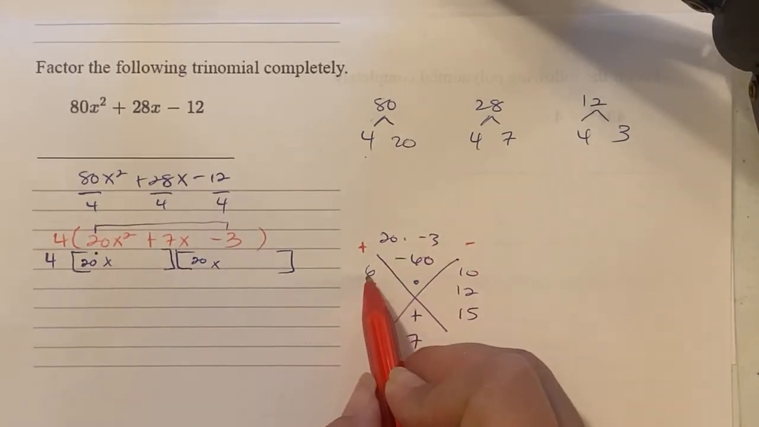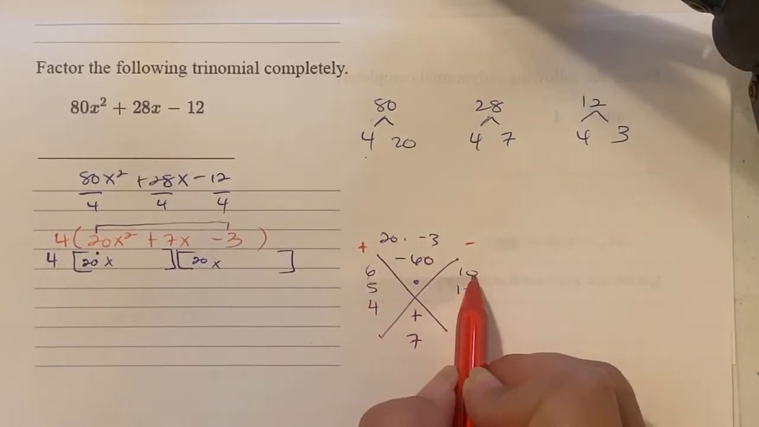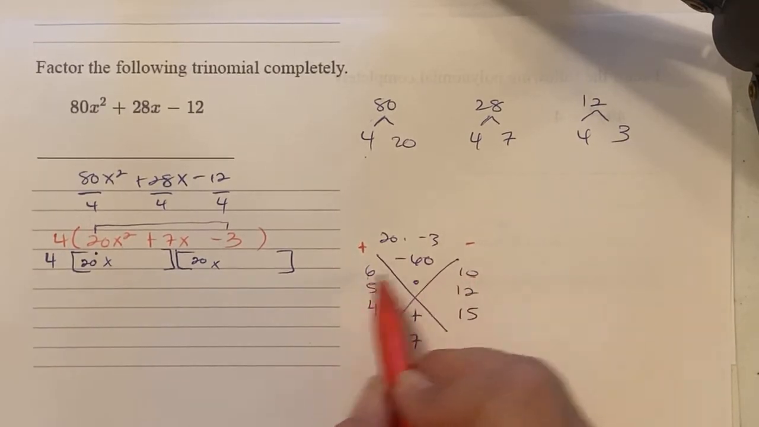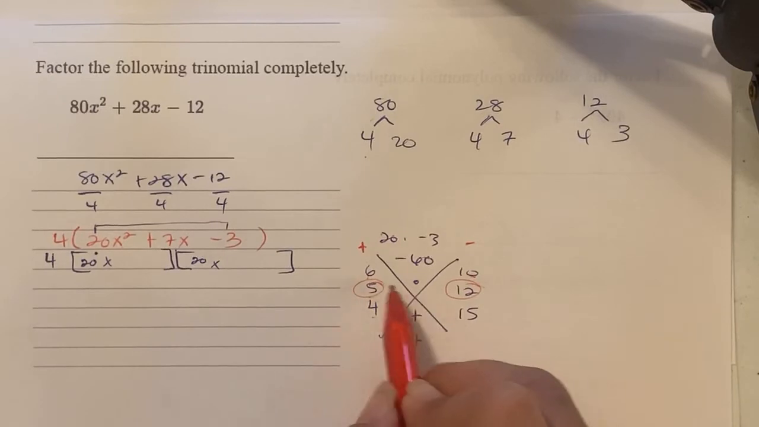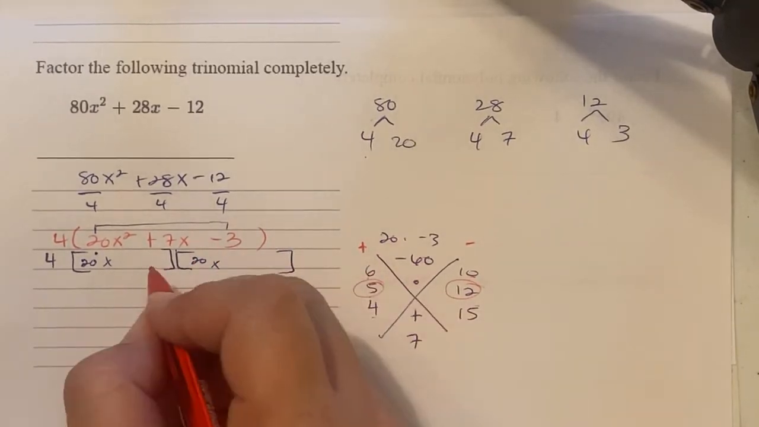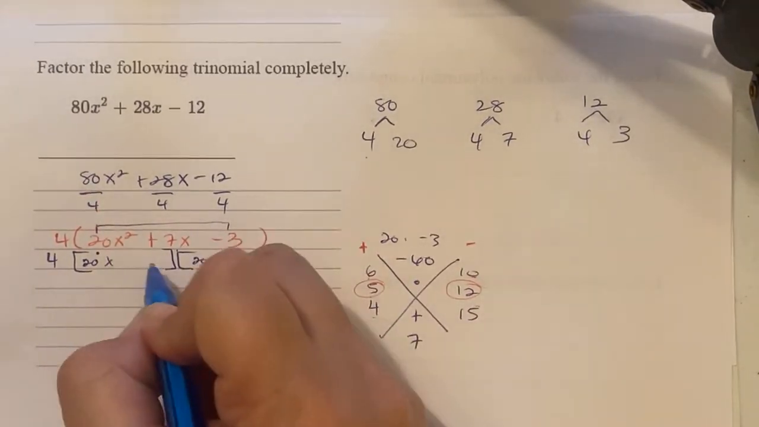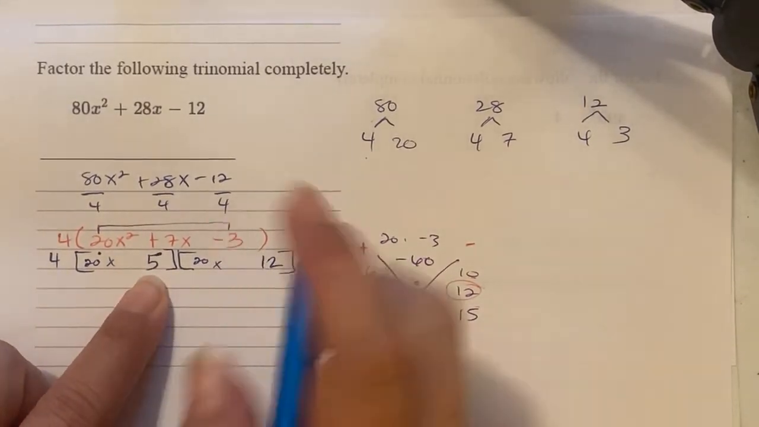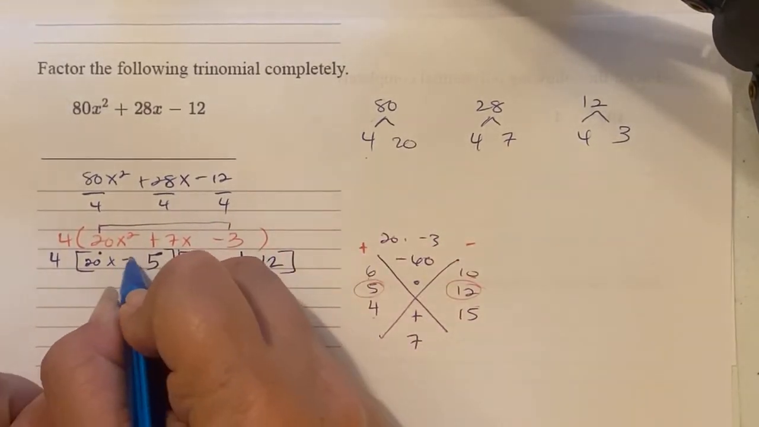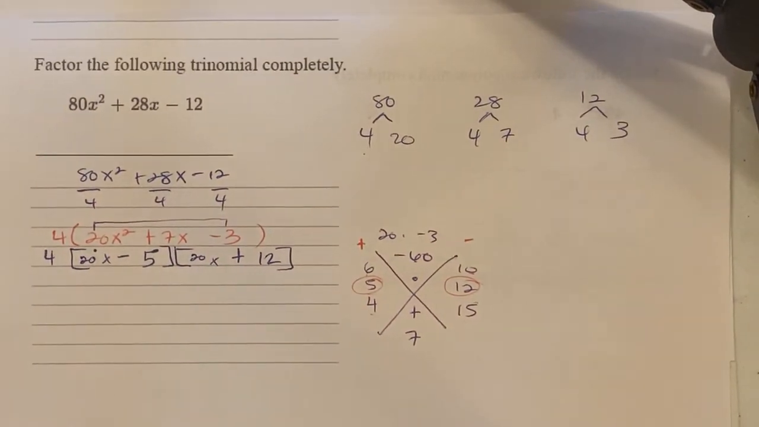So if I do positive 6 and 10, that gives me 6. I can only get to 6 here. This gives me a 7. This gives you 9 because I have 5 and 12. So I'm going to write 5 and 12. Now, in order to get positive 7, that means the 12 had to be the positive value. The 5 had to be the negative value.